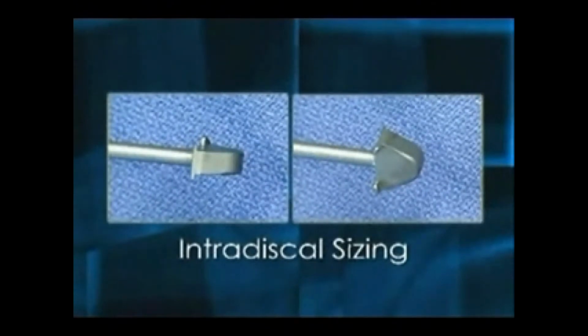Now you have to see the disc size, so intradiscal sizing is extremely important before implantation of the disc. So this is how intradiscal sizing is done. Accurately you have to find out which size is essential. You have to see this C-arm image intensifier when you are putting the intradiscal sizing.